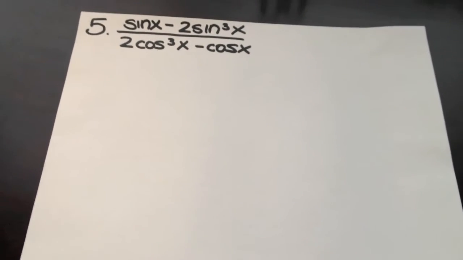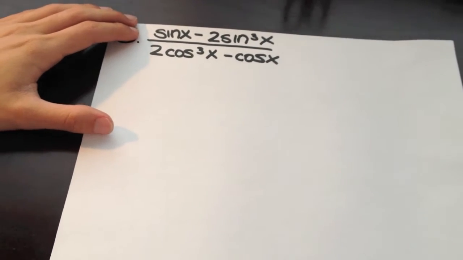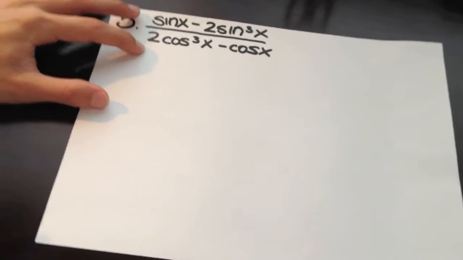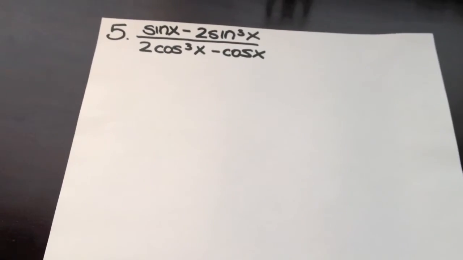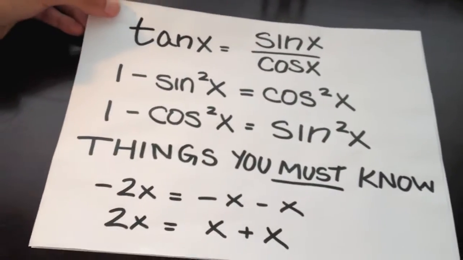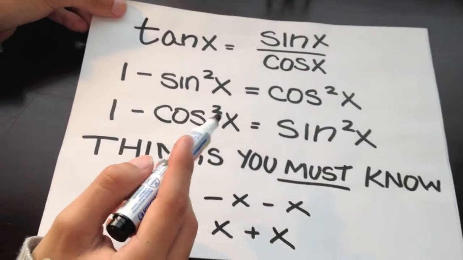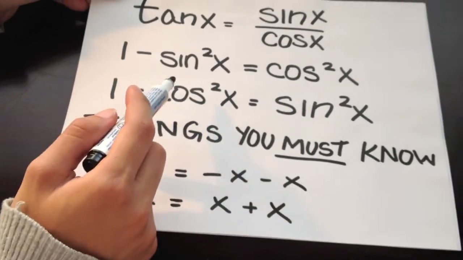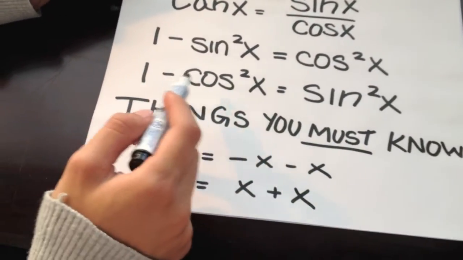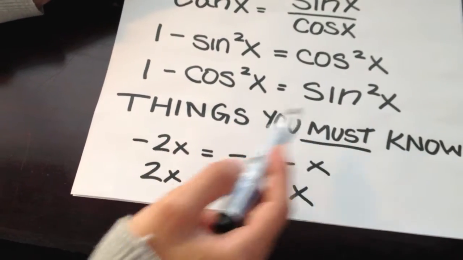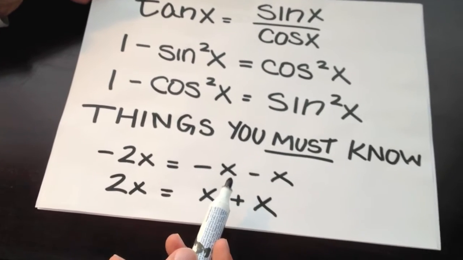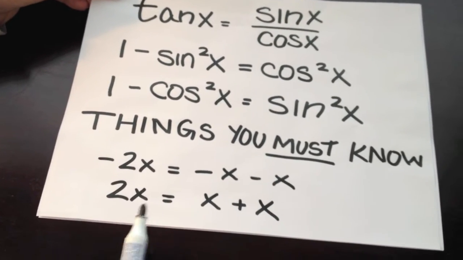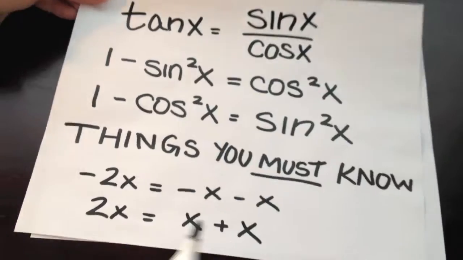This is the last trigonometric function we're going to be solving, and it's sine of x minus 2 times sine cube of x over 2 times cos cube of x minus cos of x. These are the trigonometric identities we're going to be using. Tan of x equals sine of x over cos of x. 1 minus sine squared of x equals cos squared of x. 1 minus cos squared of x equals sine squared of x. And things you must know by now are that negative 2x is the same as negative x minus x, and 2x is the same as x plus x.